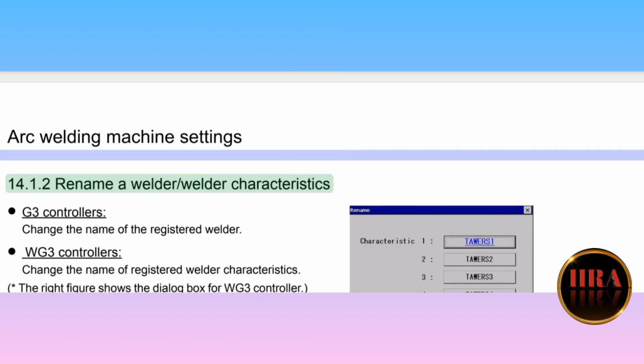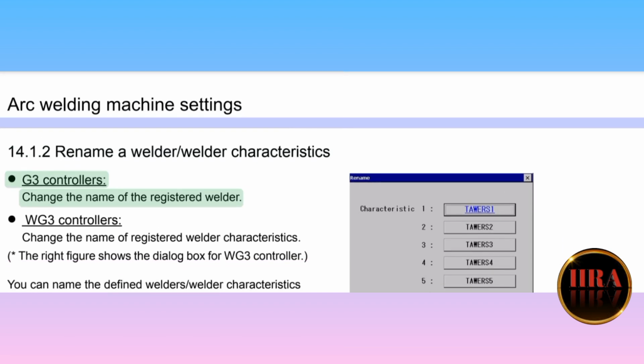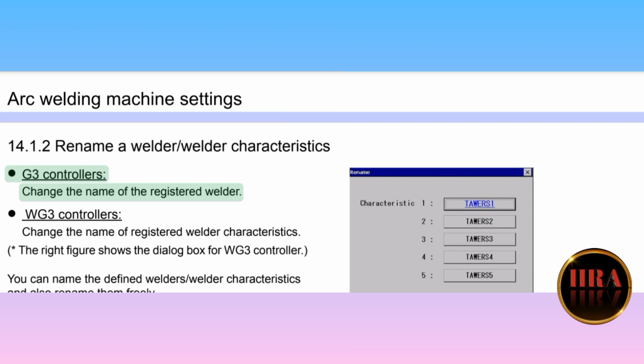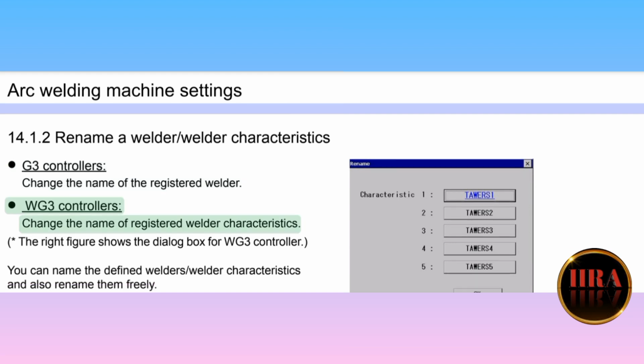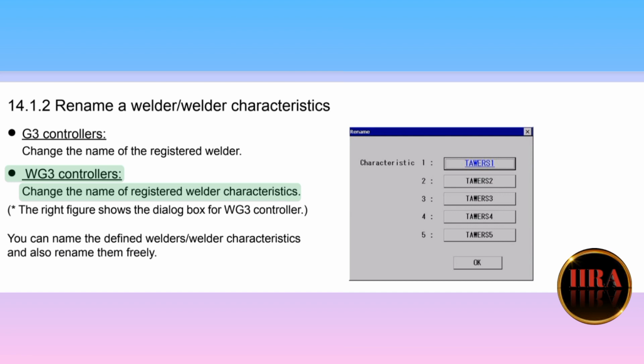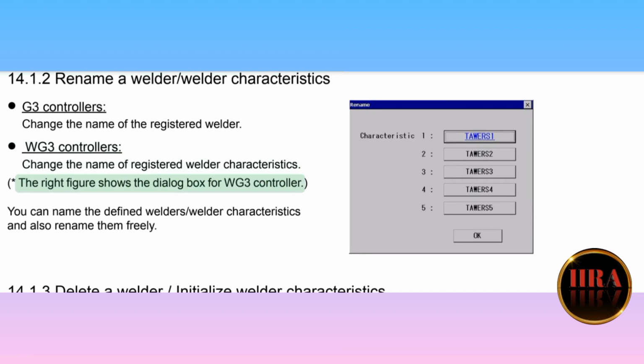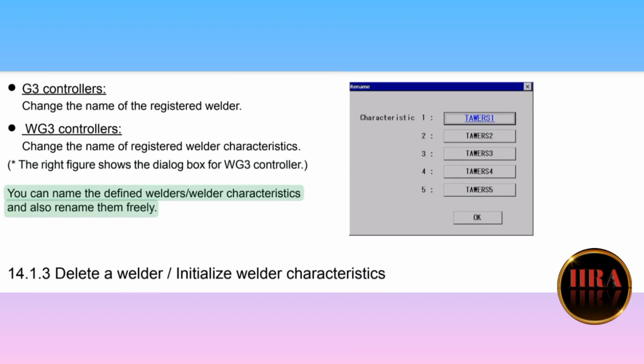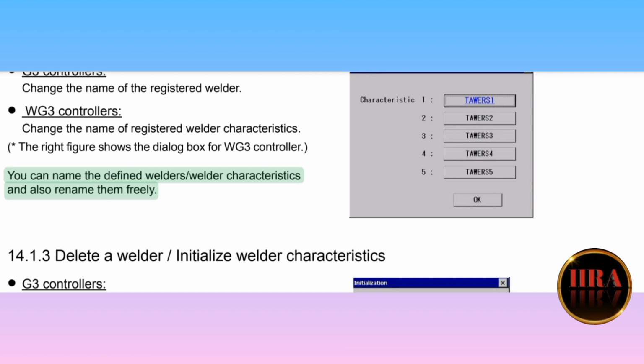14.1.2 Rename a welder characteristics. G3 controllers: change the name of the registered welder. WG3 controllers: change the name of registered welder characteristics. The right figure shows the dialog box for WG3 controller. You can name the defined welder characteristics and also rename them freely.